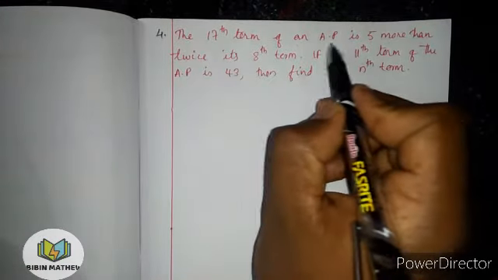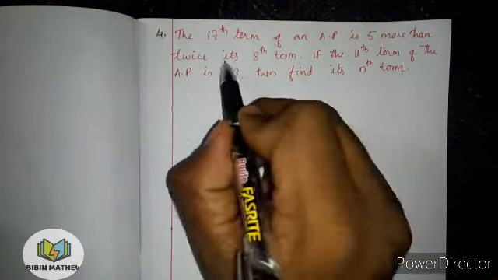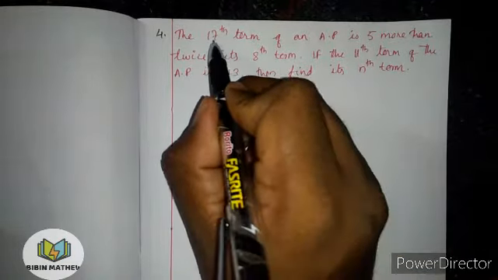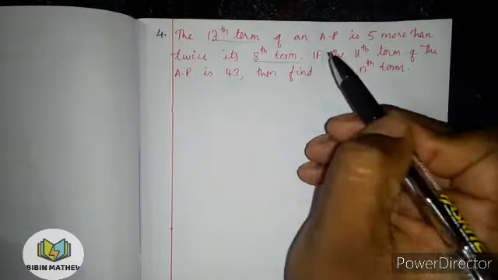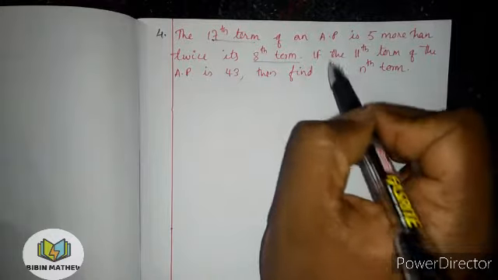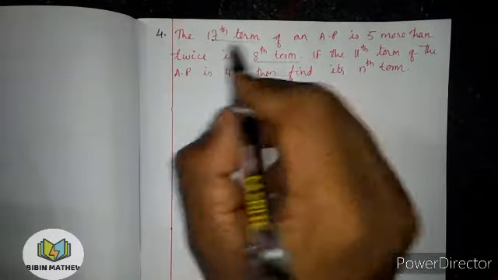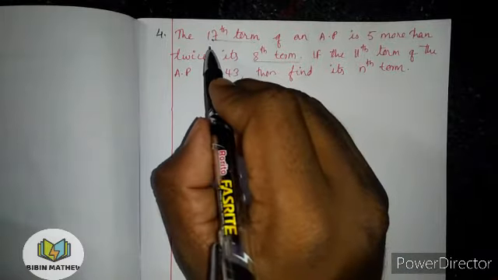The 17th term of an AP is 5 more than twice its 8th term. So here are two things. One is the 17th term, another one is the 8th term. And a relationship is given. Before going to the second statement, let us rely on the first statement itself. So from the first statement, what can you understand?